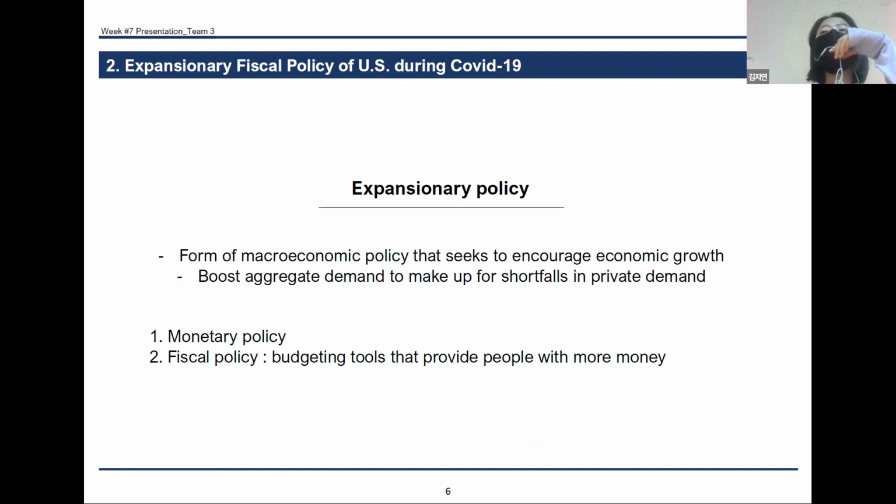So from the fiscal policy perspective, the government enacts expansionary policies through budgeting tools that provide people with more money. For example, it includes tax cuts, transfer payments, rebates, and increased government spending on projects such as infrastructure improvements.